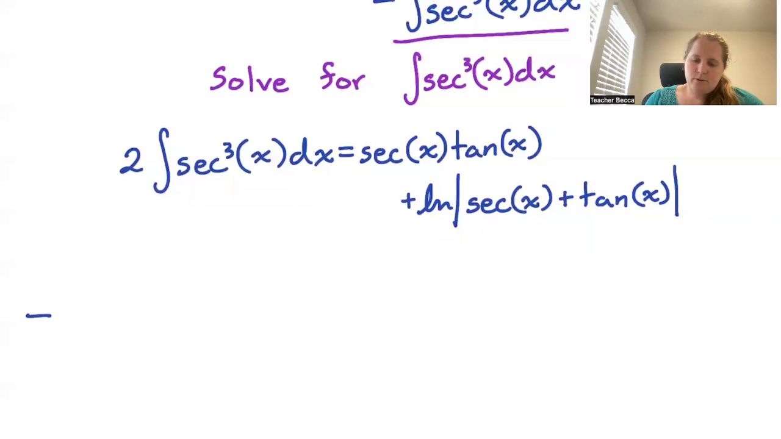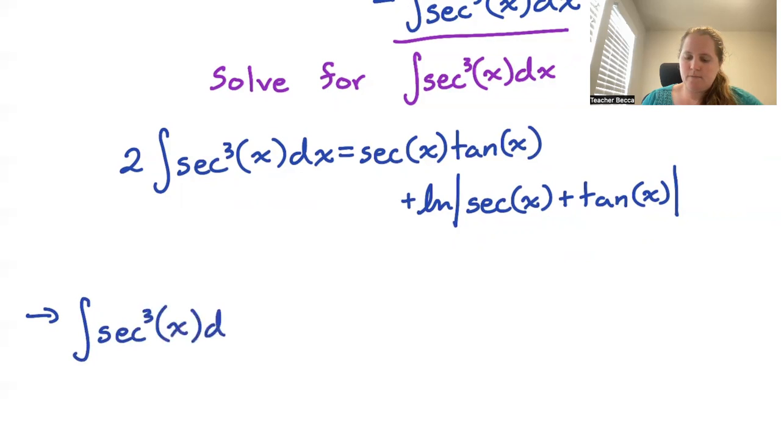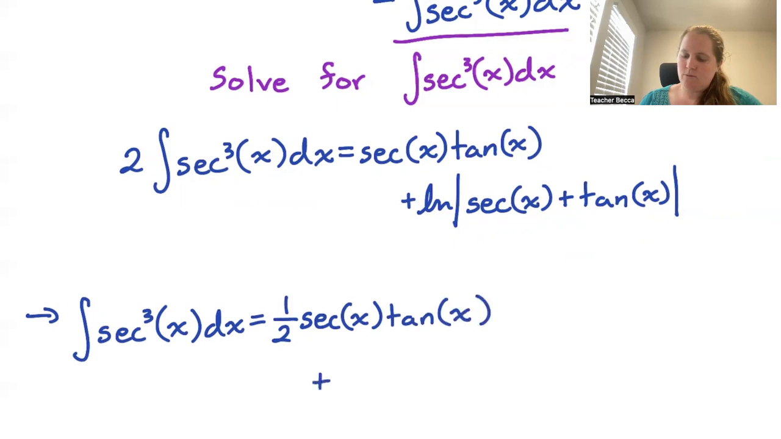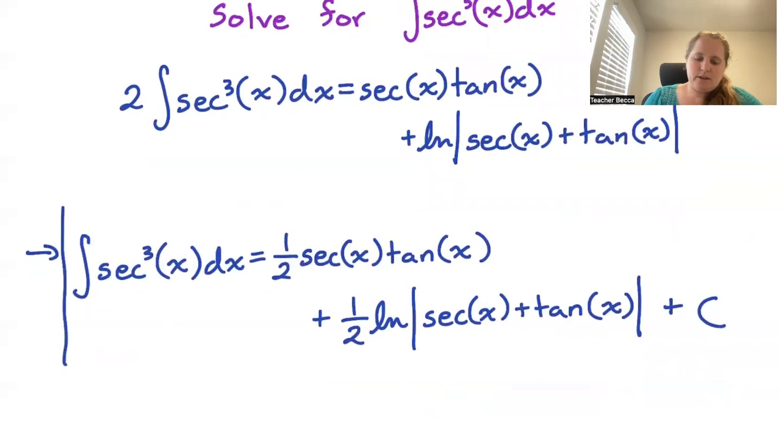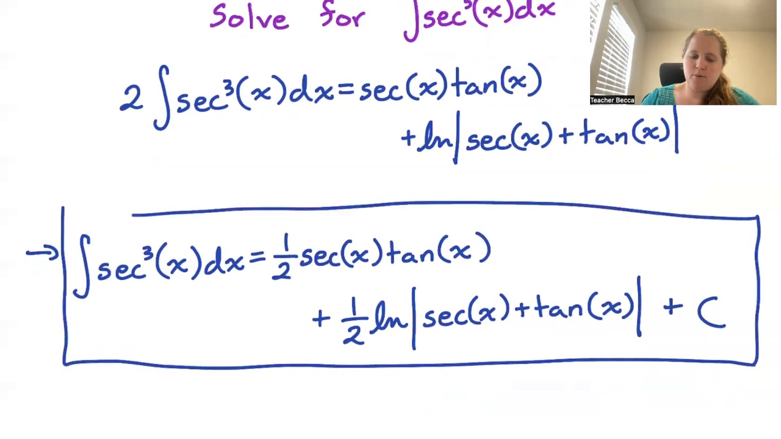And so we get, therefore, that the integral of secant cubed of x dx is equal to 1/2 times secant of x tangent x plus 1/2 times the natural log of the absolute value of secant of x plus tangent of x plus c.